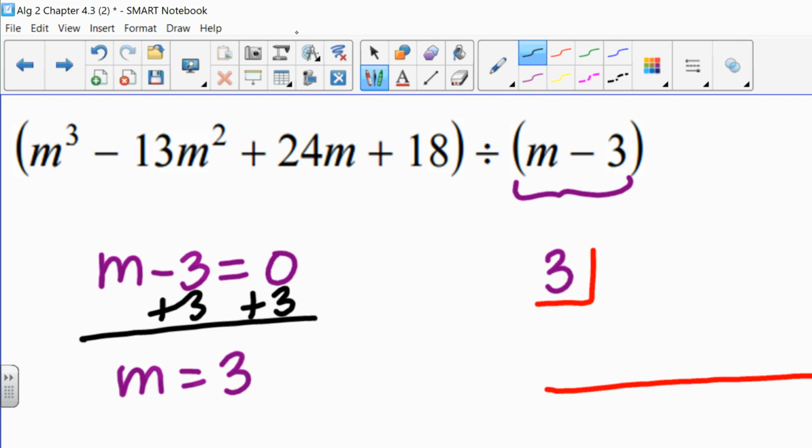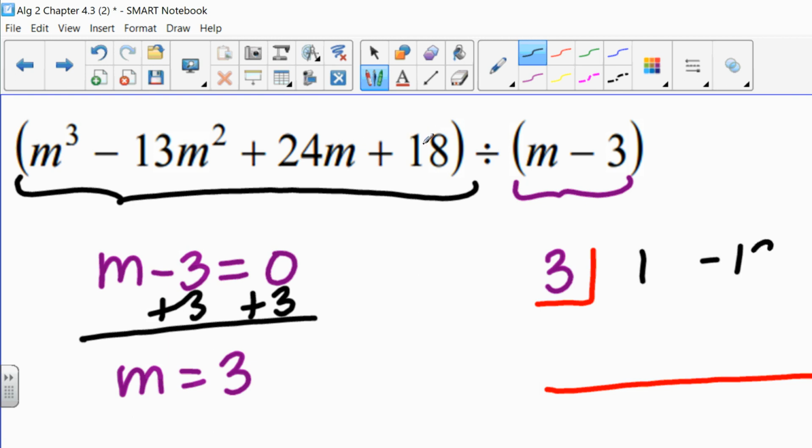And now the numbers, the coefficients in front of every variable that we're dividing by will go along the top, and we need each variable. So we start off with m cubed, and the number in front of m cubed is 1. The number in front of m squared is negative 13. The number in front of m is, and then we have 18.